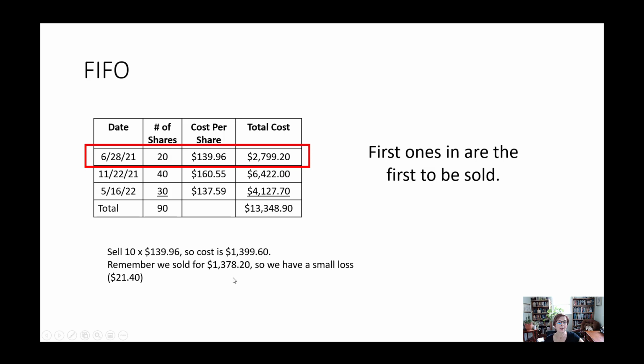So we're selling 10 shares and they must have cost us $139.96. So that means when we sell it for $13.78, we have a small loss. We bought the shares for $13.99. We're selling them for $13.78. So we have a $21.40 loss. All right, so that's FIFO.